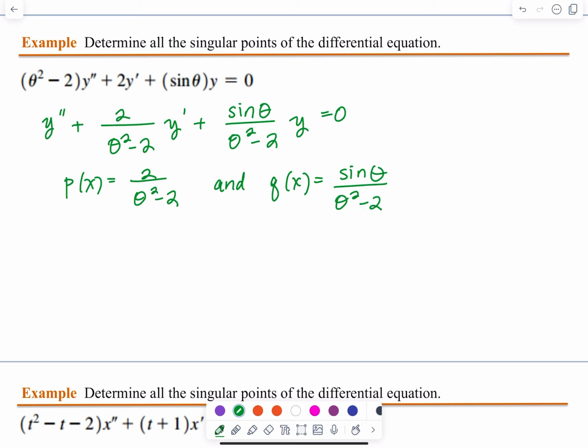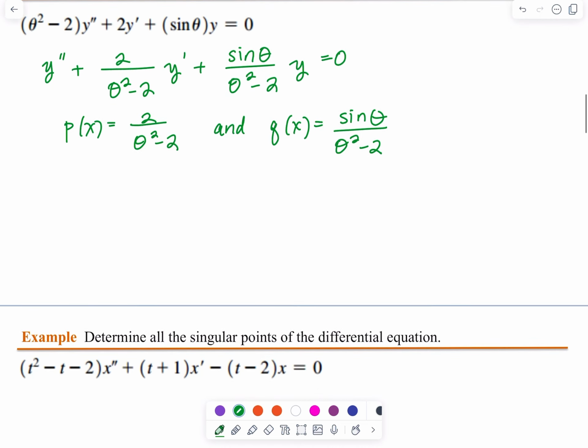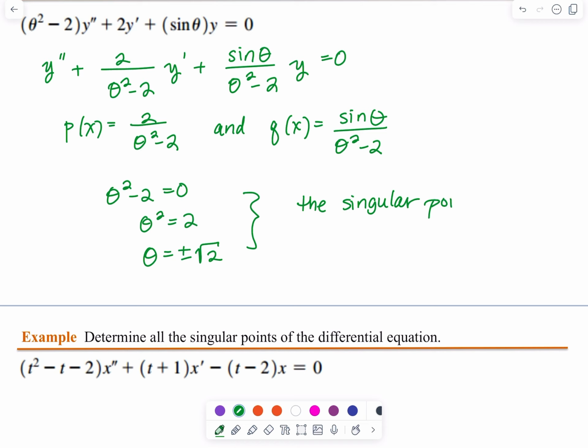So these are analytic everywhere except where they have their zeros, so the zeros of these rational functions. So we will have theta squared minus 2 equal to 0, theta squared equal to 2, and theta equals plus or minus root 2. So this differential equation has two singular points. The singular points are theta equal to the square root of 2 and theta equal to the opposite of the square root of 2.